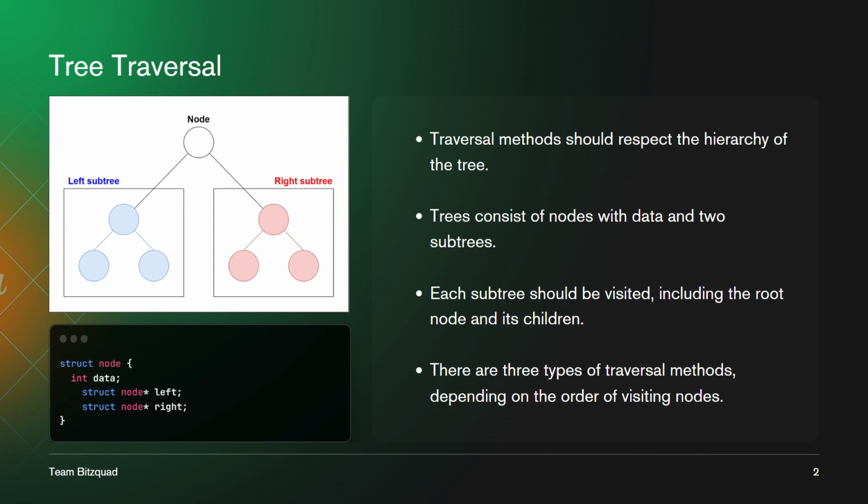Remember that our goal is to visit each node, so we need to visit all the nodes in the left subtree, visit the root node, and visit all the nodes in the right subtree as well. Depending on the order in which we do this, there can be 3 types of traversal.